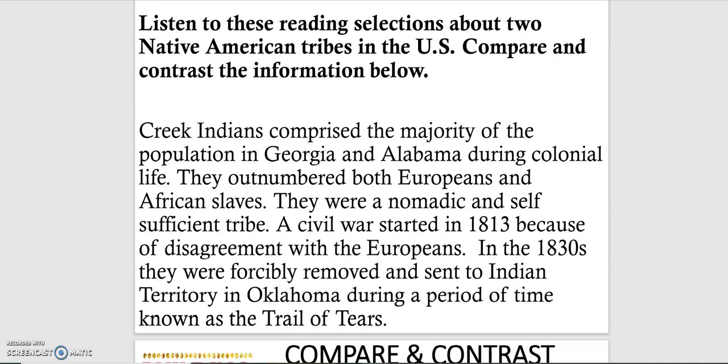Creek Indians comprised the majority of the population in Georgia and Alabama during colonial life. They outnumbered both Europeans and African slaves. They were a nomadic and self-sufficient tribe. A civil war started in 1813 because of a disagreement with the Europeans. In the 1830s, they were forcibly removed and sent to Indian Territory in Oklahoma during a period of time known as the Trail of Tears.